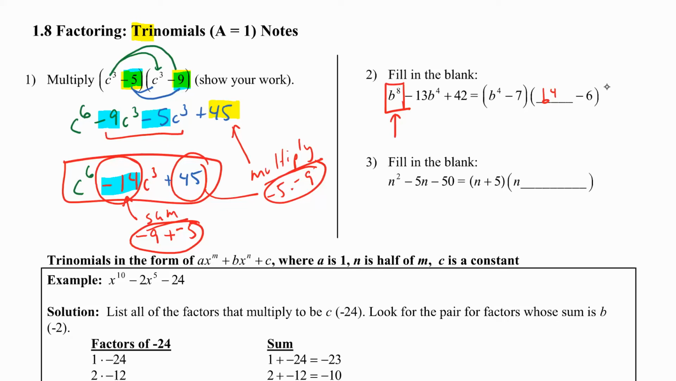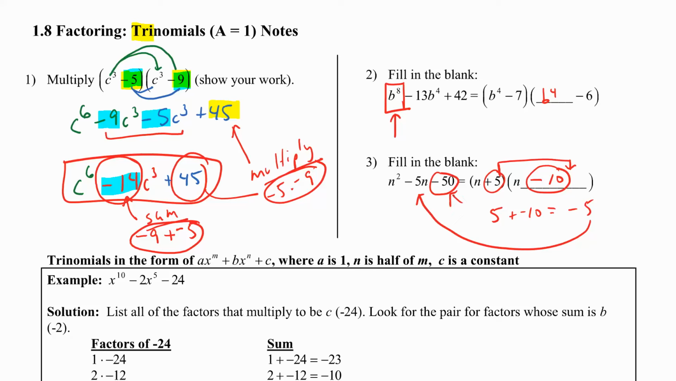Again, we want to multiply 5 times something, and it's got to equal negative 50. So let's try that. We can divide, and that's going to be negative 10, because 5 times negative 10 is negative 50. Let's double check by adding those together also, and that is negative 5, which is right there. So again, we're looking for a set of numbers, 5 and negative 10. They multiply to be this last term, that constant, and they add up to be the middle term.